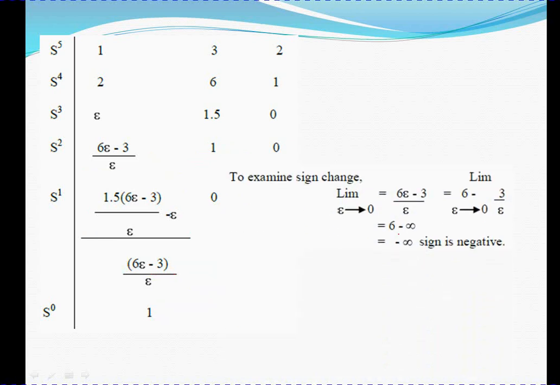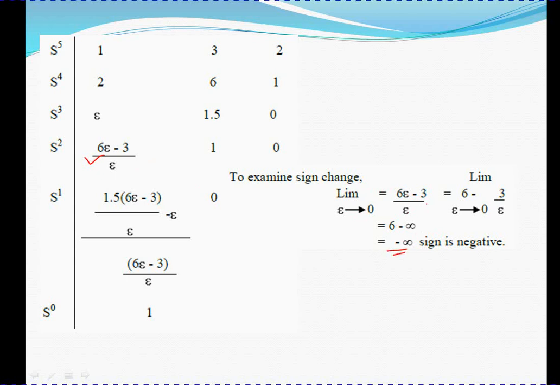Next, we need to examine the sign change by taking the limit as epsilon tends to 0 wherever epsilon is there in the first column. No need to worry about the other columns, only the first column sign change. For the first term, it is 6 epsilon minus 3 divided by epsilon as epsilon tends to 0. Now you can see very clearly that we are going to get minus infinity.